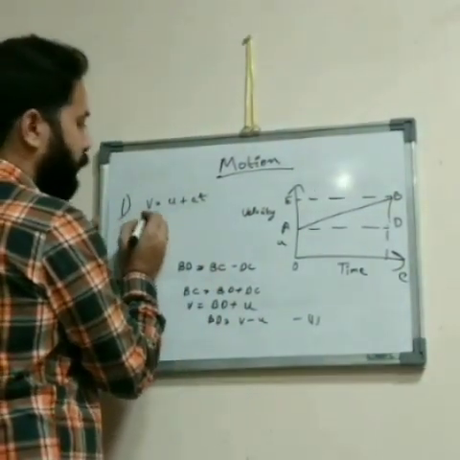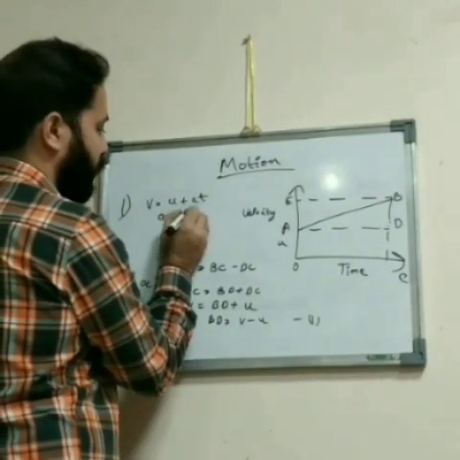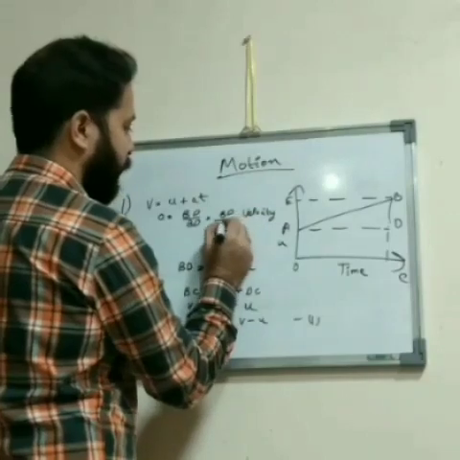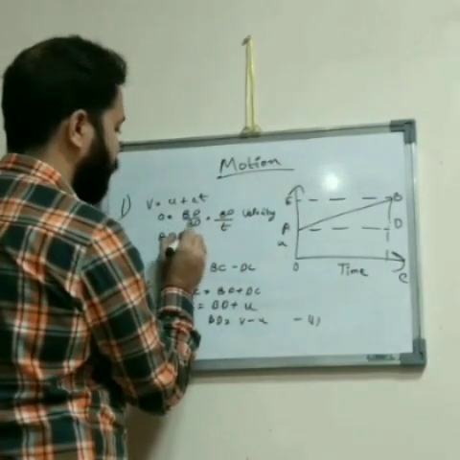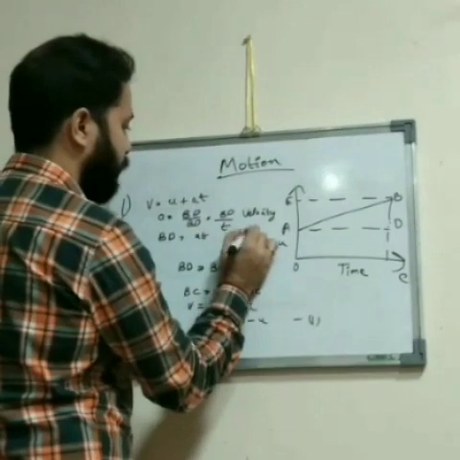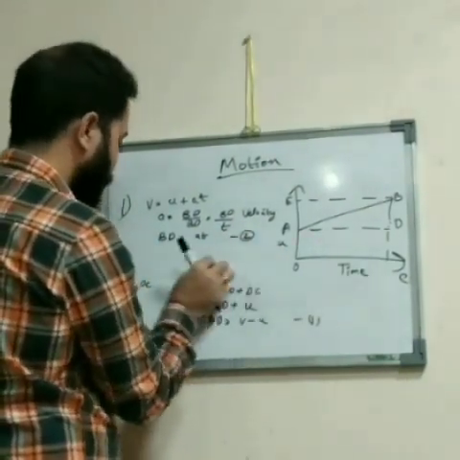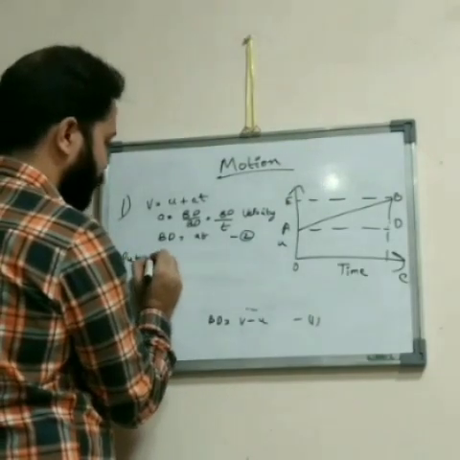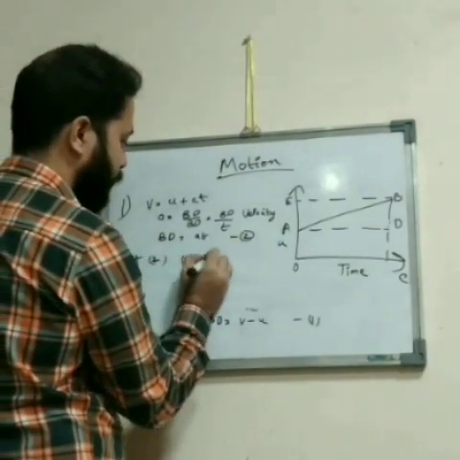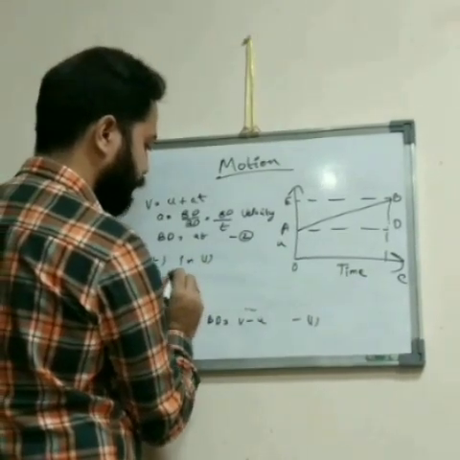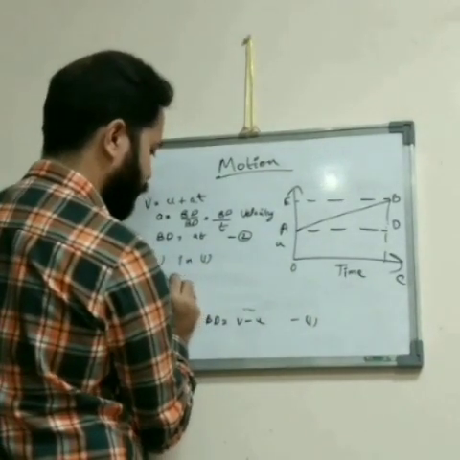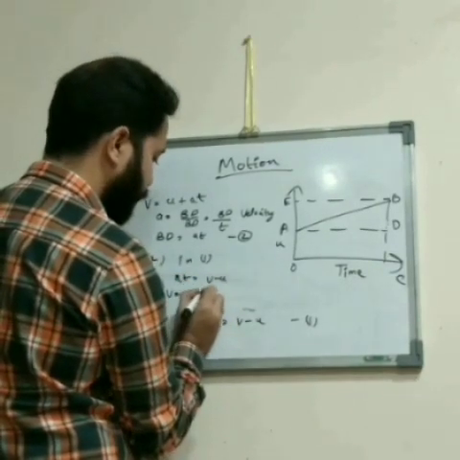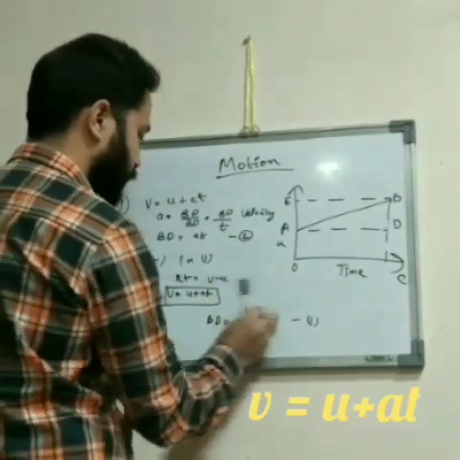In a velocity time graph, the slope gives acceleration. a is equal to BD upon AD, BD upon t. So BD is equal to at, second equation. Put the second equation in equation 1. So we get at is equal to v minus u. So v is equal to u plus at. This is the first equation.